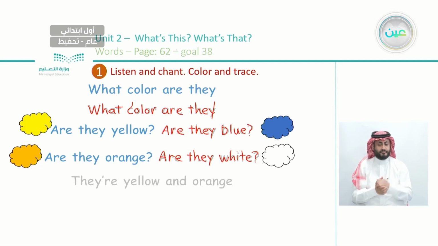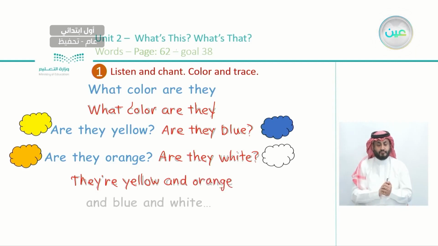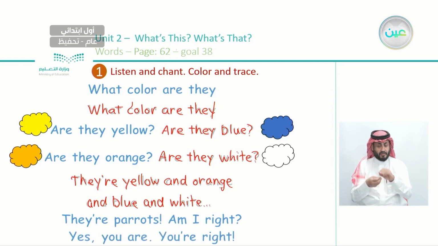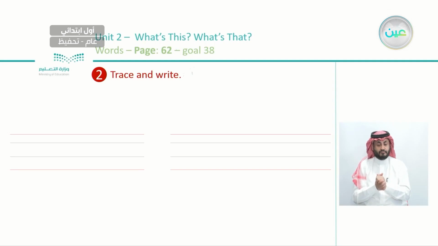Okay, they are yellow and orange. So let's trace. They are yellow and orange. Okay, so and blue and white. Okay, and we have three dots. Okay, they are parrots. Am I right? Yes, you are right. Okay, yes, you are. You're right. Okay, last thing, trace and write.